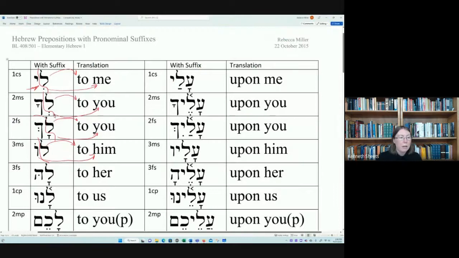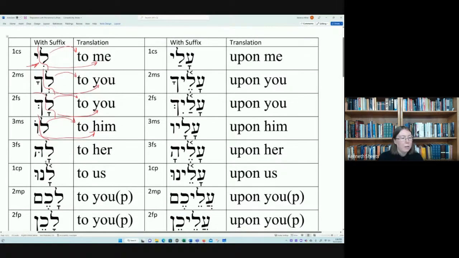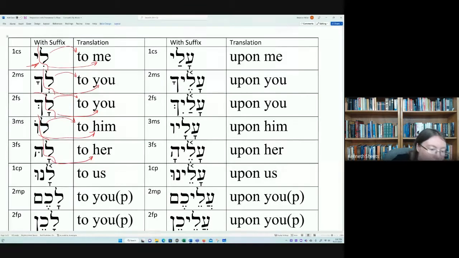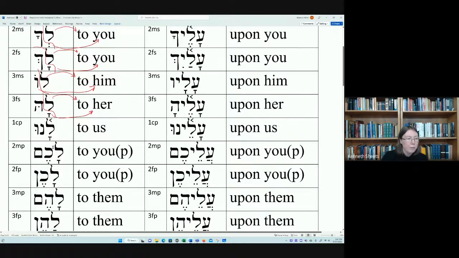So li, lika, lak, lo, and then I also have la here. And you can again see the Lameth preposition with the third feminine singular pronominal suffix. So to her. Then you also have lanu.